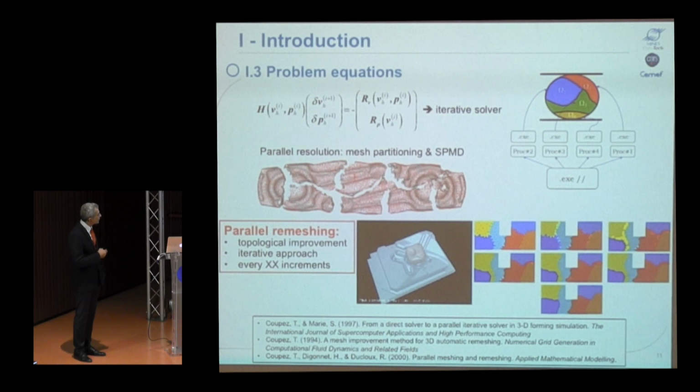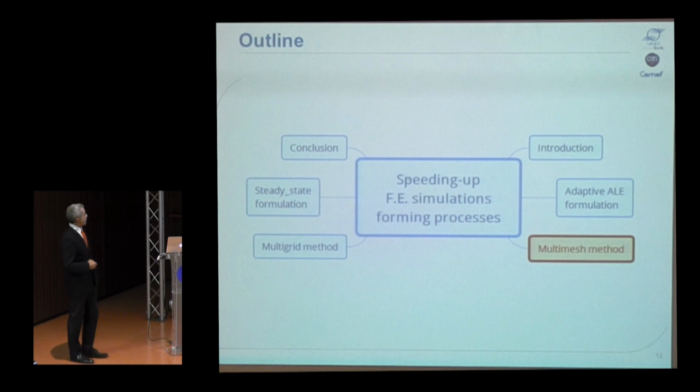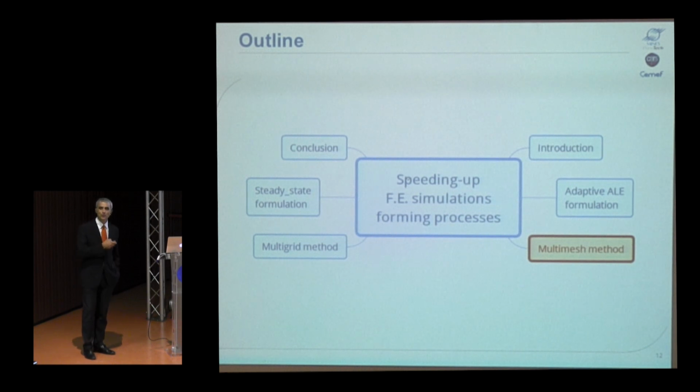So this requires a very robust remesher, which is based on topological improvement, which was developed by Thierry Coupez. And it also has to be done in parallel, so each core does its own remeshing, and then we alternate iteratively remeshing and mesh partitioning. Okay, so this was the very skeleton of the software that we are using, and now we see what we can do to try to reduce the computational time for the problem I've introduced.